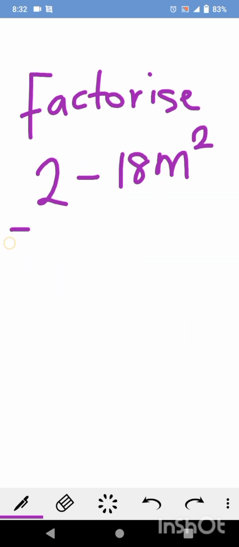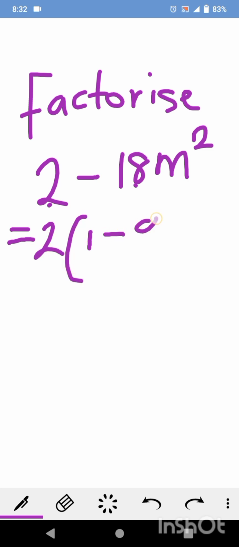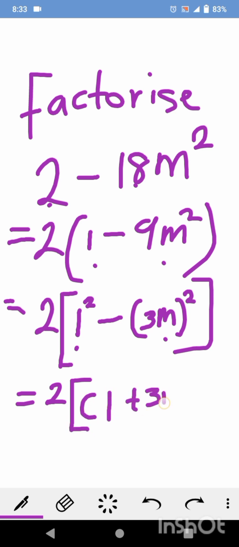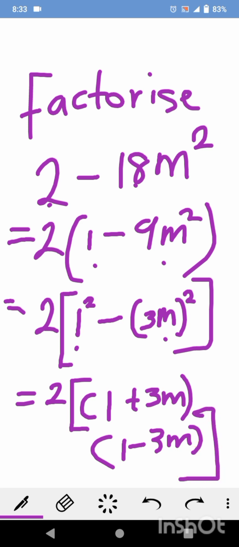So if we are to factorize this, we have to factor out 2 first. To factor out 2, you have 1 minus 9m squared. All right, now express this as a squared minus b squared, because it's possible. It becomes 1 squared minus 3m squared. So this becomes our a, that's our b. So that can be further expressed as 2 square open bracket 1 plus 3m, open bracket again 1 minus 3m, close bracket, and the square bracket. So that's the answer to that.